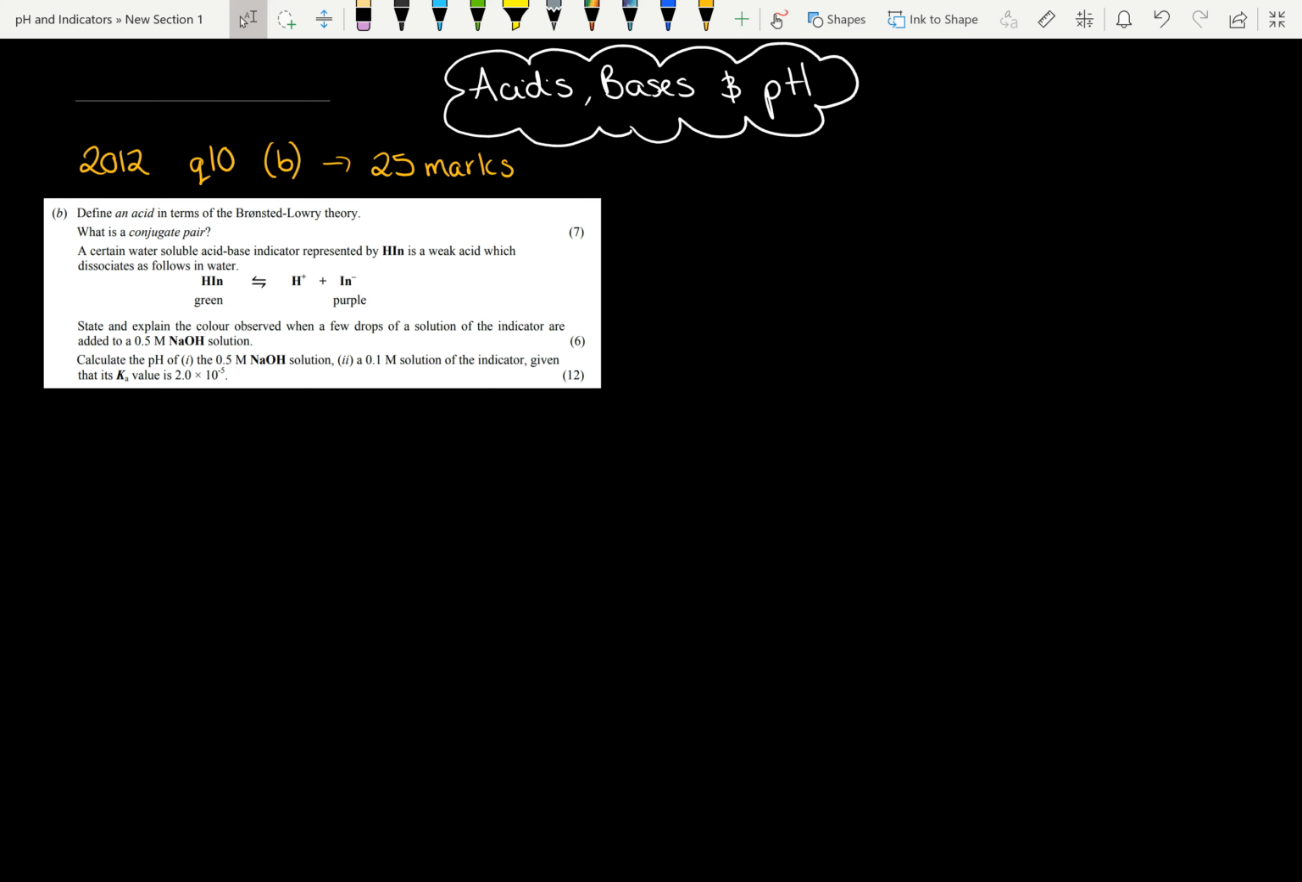Here we have the 2012 acid-base question. We can see it came up in question 10 part B, so it was only worth 25 marks this time. So the first thing they ask us is to define an acid according to the Bronsted-Lowry theory. So we know that a Bronsted-Lowry acid is a proton donor.